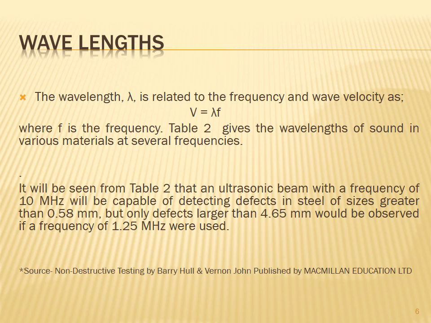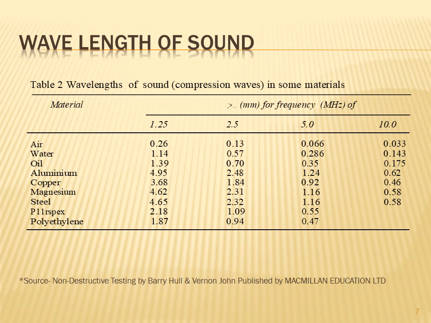It will be seen from table number 2 in the next slide that an ultrasonic beam with a frequency of 10 MHz will be capable of detecting defects in steel of size greater than 0.58 mm, but only defects larger than 4.65 mm would be observed if a frequency of 1.25 MHz were used. The wavelengths of different materials corresponding to frequency are shown in this table. You can see there are different levels of frequency given.